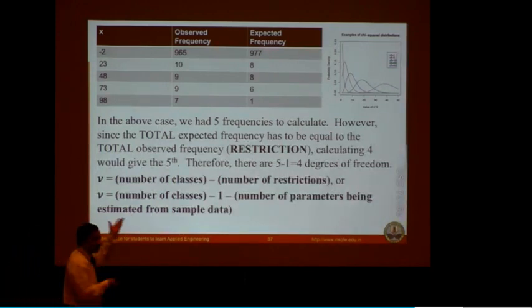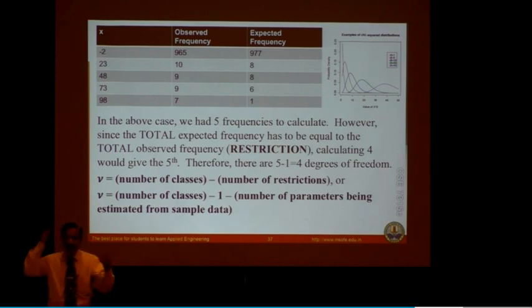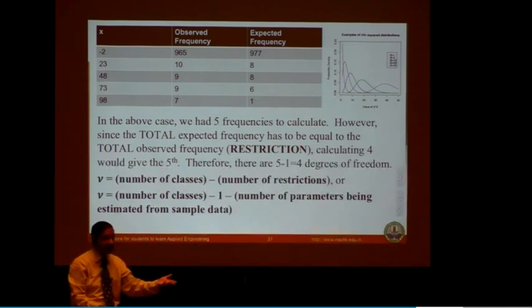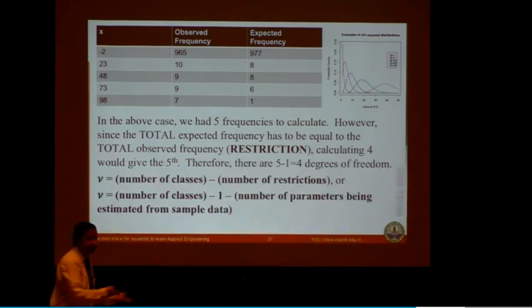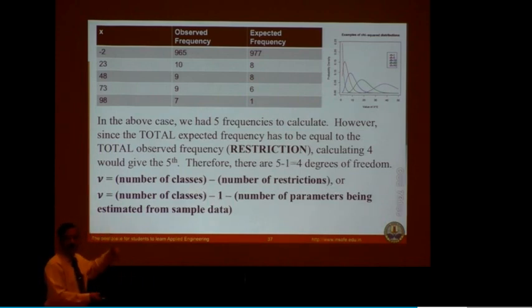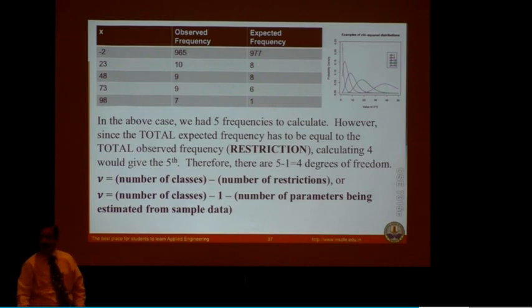So 977. I don't have to use my probabilities. I know it has to be 977. It cannot take any other value. These things took some other values, but that is fixed. It has to be there if the total number of people is 1000. So that's why, out of these 5 categories or classes that I determined, I have only 4 degrees of freedom. 5 minus 1, 4.